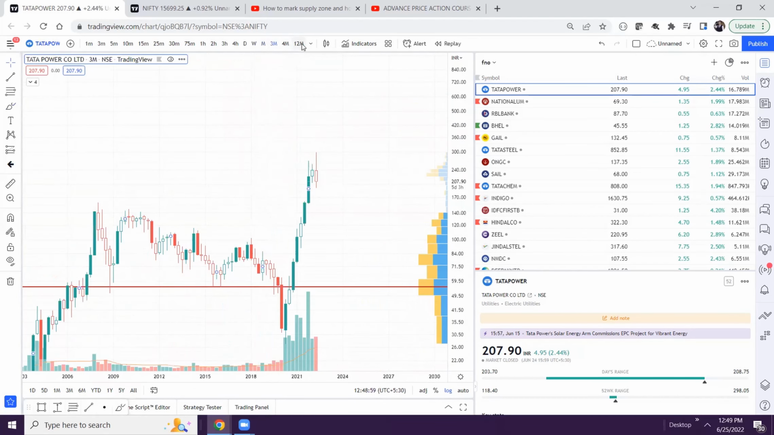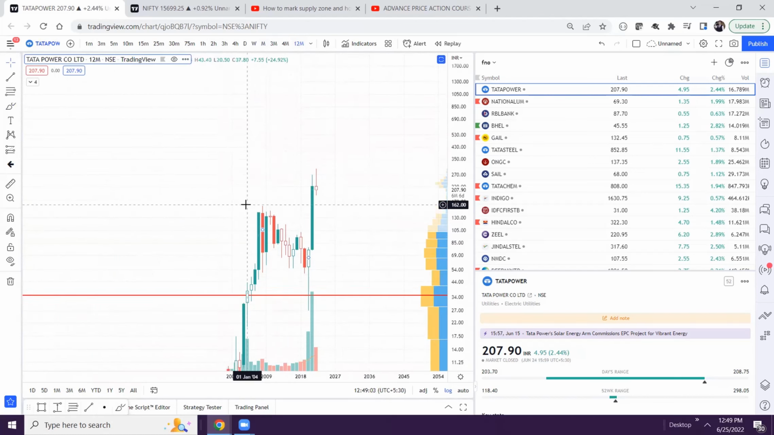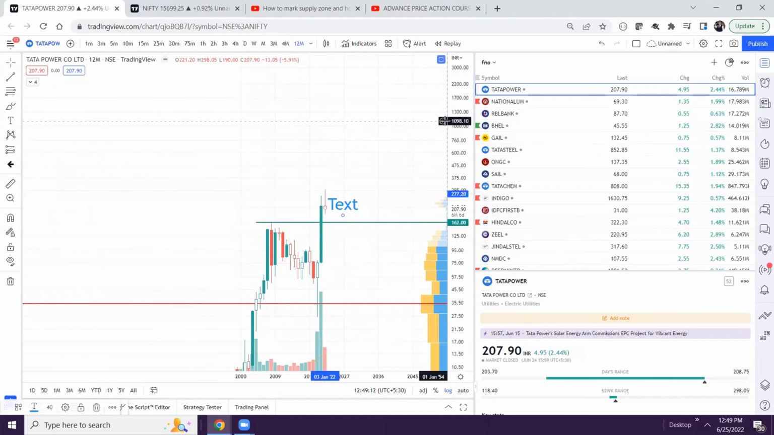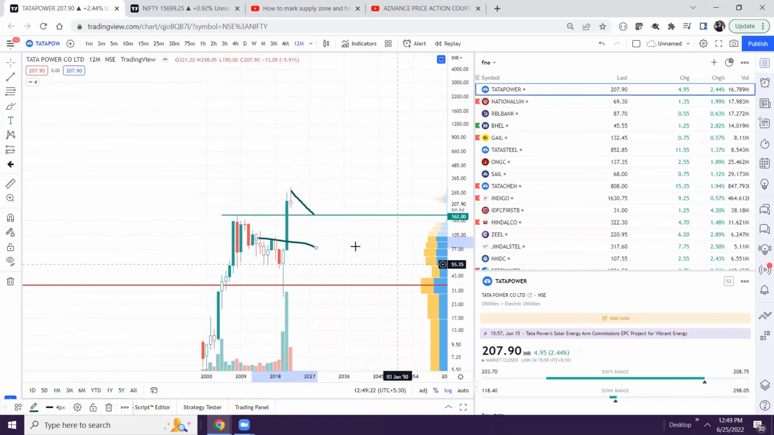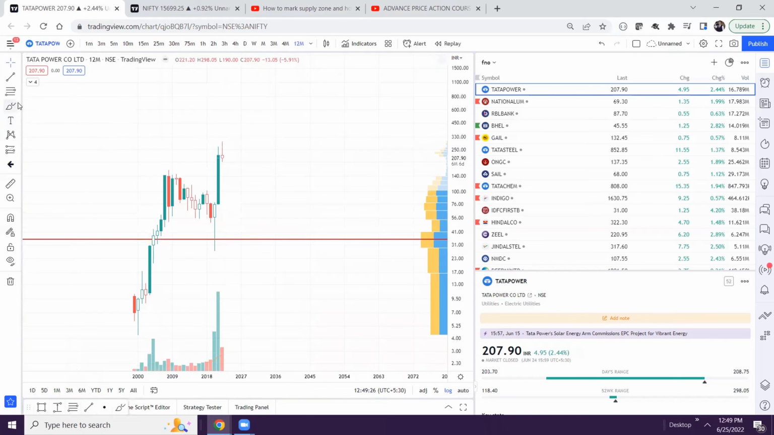Now if you go to the yearly chart, you can see this is a yearly level, right? Many times it happens that a stock revisits these breakout places. This is a retest of this zone. So it may happen like this. And now see a more powerful demand zone. This is a more powerful demand zone, a yearly demand zone.